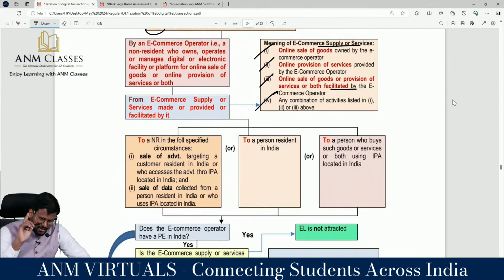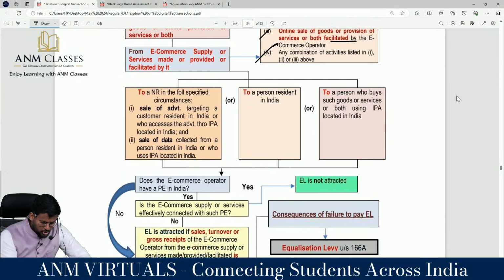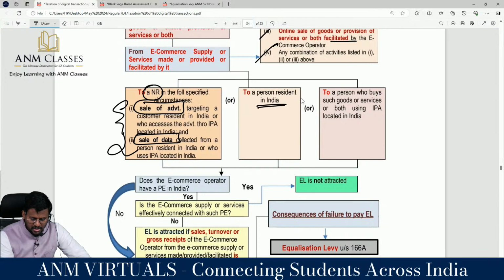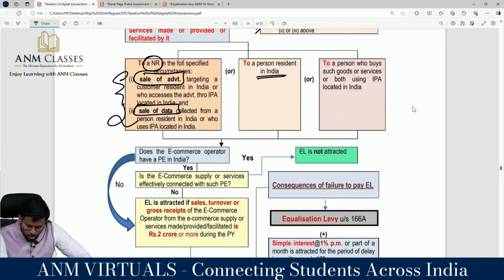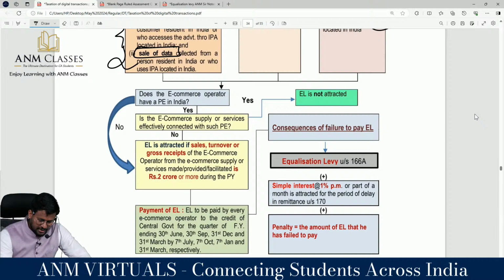The same earlier was in table, now it is in a chart. From e-commerce supply or service made to a non-resident, you have to check for the following specified circumstances: either for sale of advertisement, or sale of data, or to a person resident in India, or to a person who buys such goods or services using an IP address located in India. The answer may be yes or no.